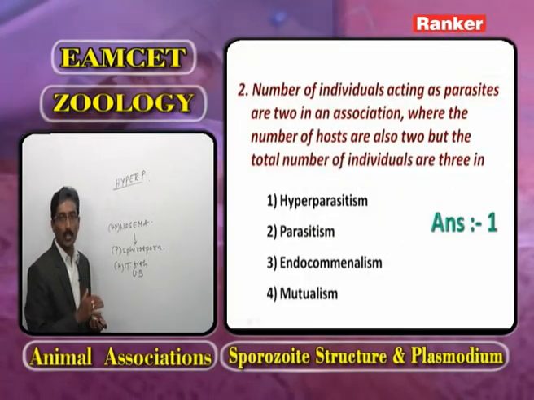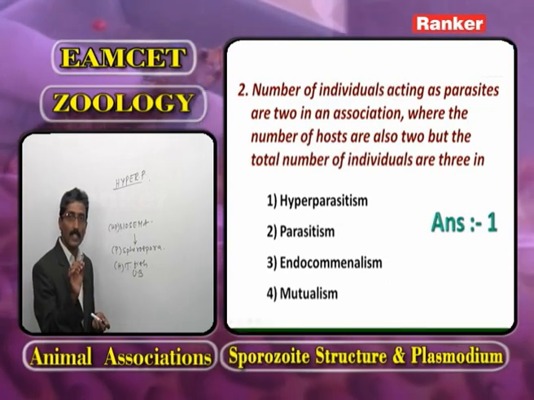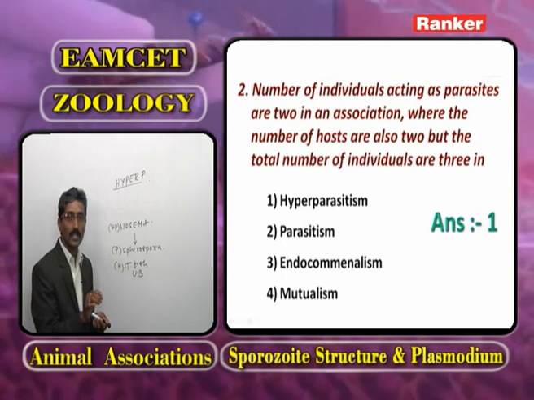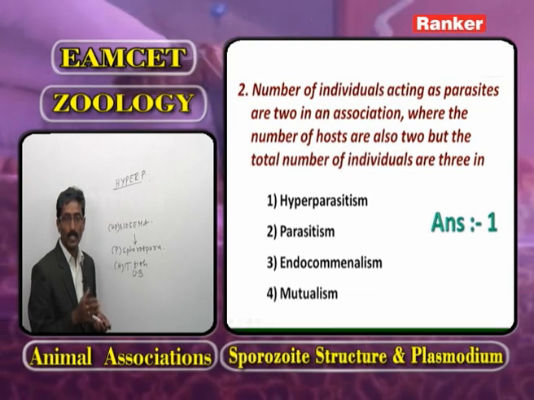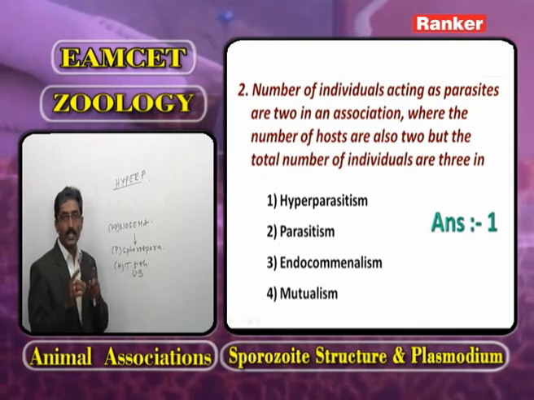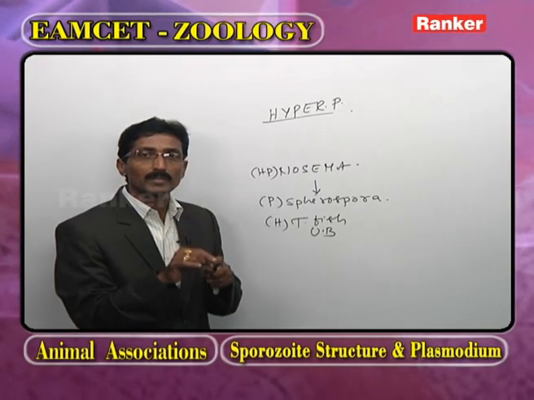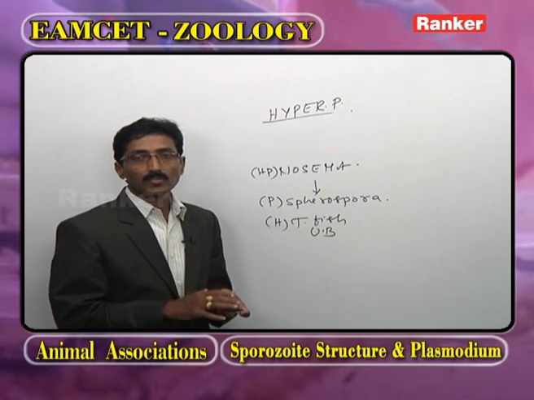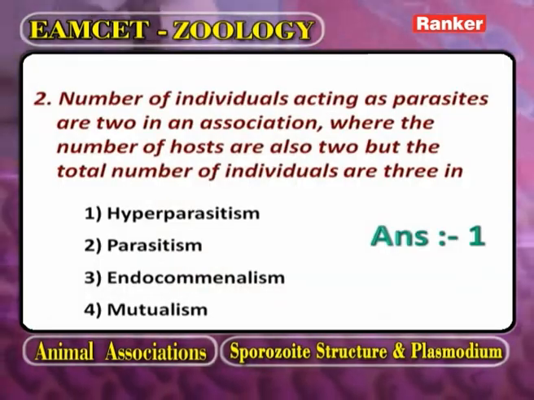What about endocommensalism? We discussed it already. Endocommensalism means association between an endocommensal and the host. The best classical example is Escherichia coli. What about mutualism? In mutualism, the two organisms are mutually benefited or metabolically dependent. So for this question, the answer is hyperparasitism. Now we go for the next question.